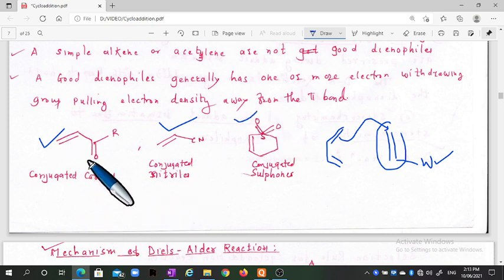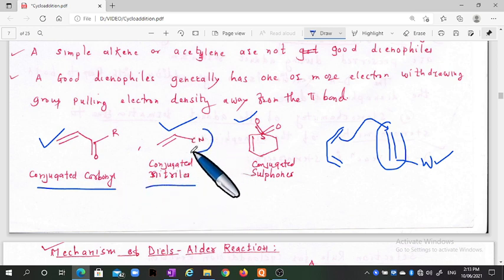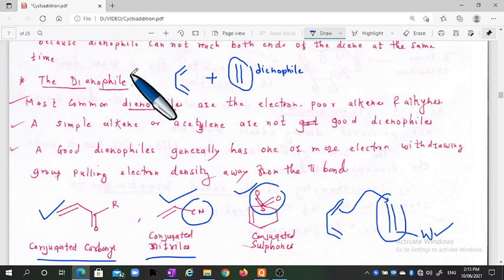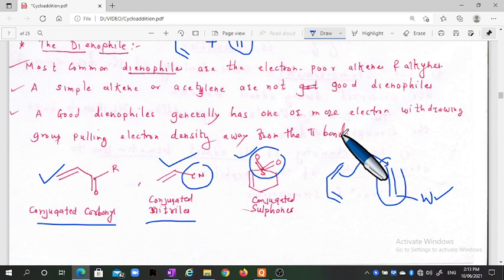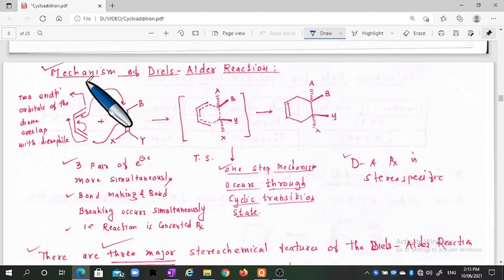These are our dienophiles: conjugated carbonyl systems, conjugated nitriles. This is again an electron withdrawing group, and this is again an electron withdrawing group. Also conjugated sulfones. This is important regarding dienophiles: the dienophiles must be electron poor alkenes or alkynes, which give a fast reaction or a favorable one. A dienophile having an electron withdrawing group should be more reactive towards the diene.